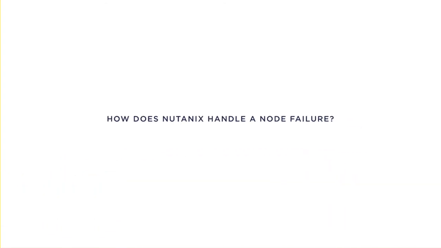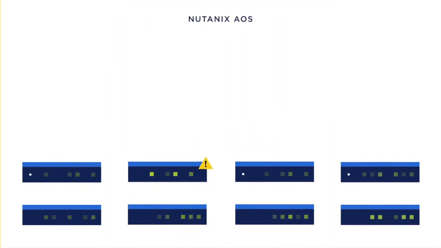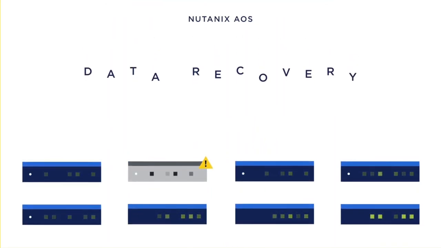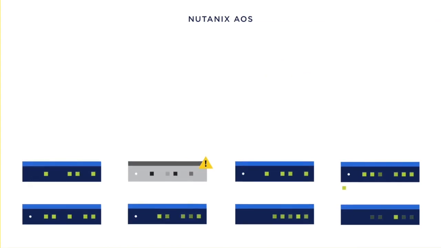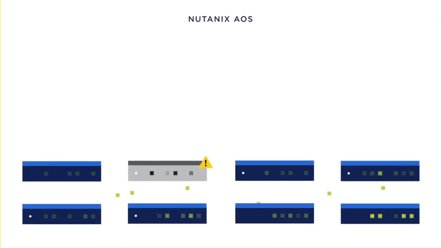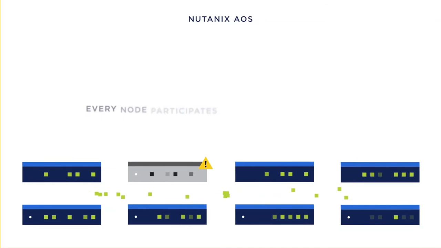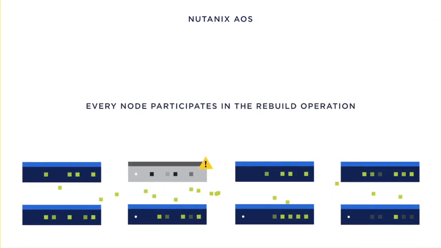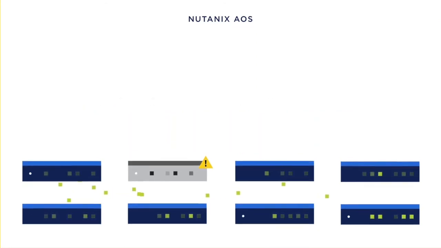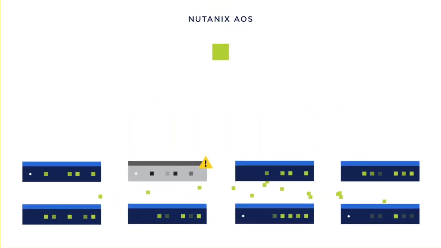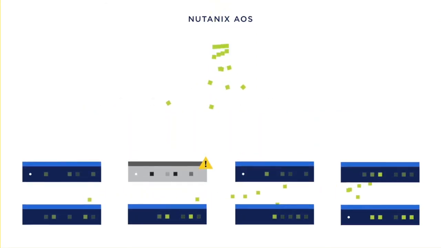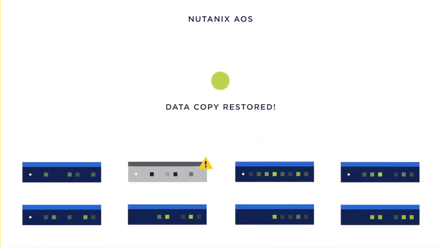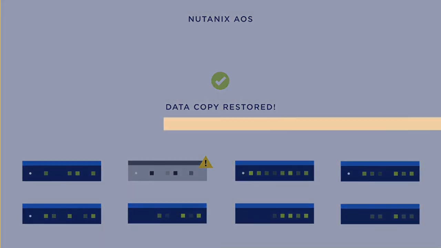So how does Nutanix handle a node failure? When a node in a Nutanix AOS cluster fails, the data recovery process initiates right away. Because the secondary data copy is distributed across other nodes in the cluster, every node participates in the rebuild operation, dramatically reducing recovery times and substantially reducing the risk of data loss. And even during the rebuild operation, AOS dynamically chooses the best available node for new incoming writes, so all new writes are always protected per the configured replication policy.